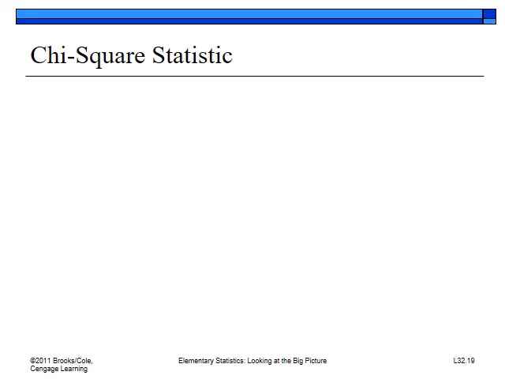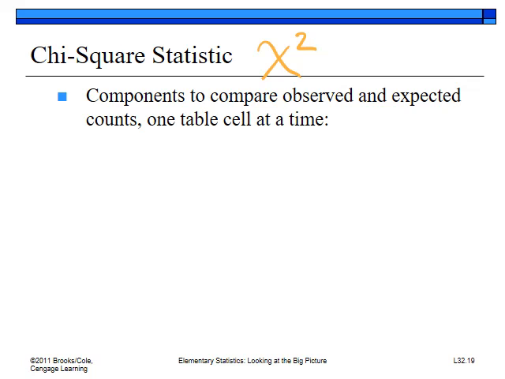We call this statistic chi-square. That chi is the Greek letter that looks like an X, and it's squared. That's the way we'll often abbreviate chi-squared. The components of chi-square look at the observed and expected counts and compare them. Once we take the observed and expected values, we'll find the difference and square it, and divide that number by the expected count for that cell.